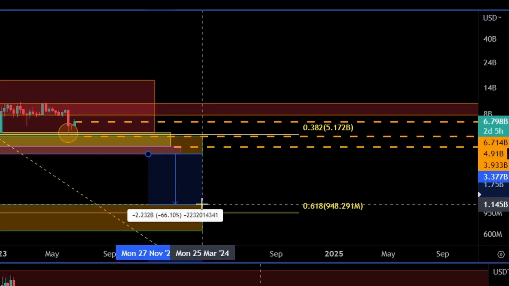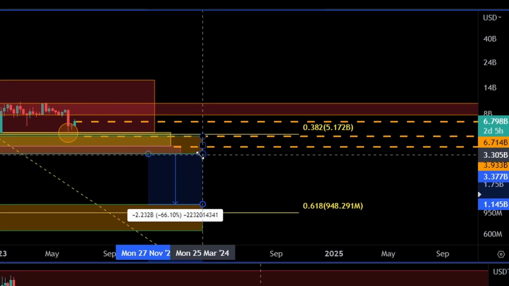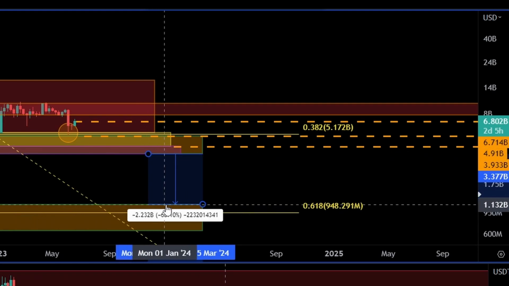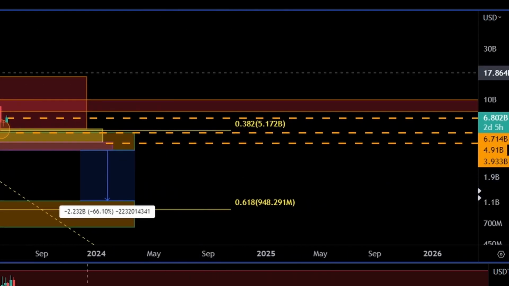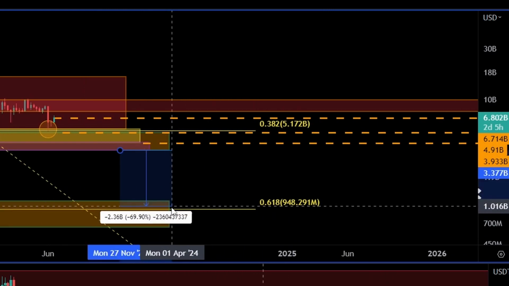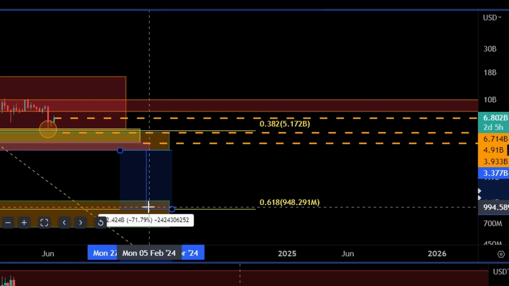That's a 66% drop in market cap. So from the December low, around 3.45 billion down to 1.13 billion. And if we draw the Fibonacci on the market cap, look where we find our 61.8. We find it right into that green box.